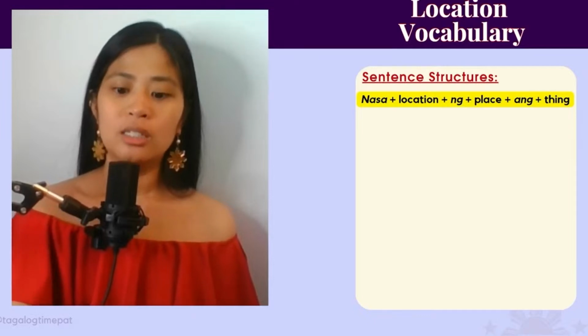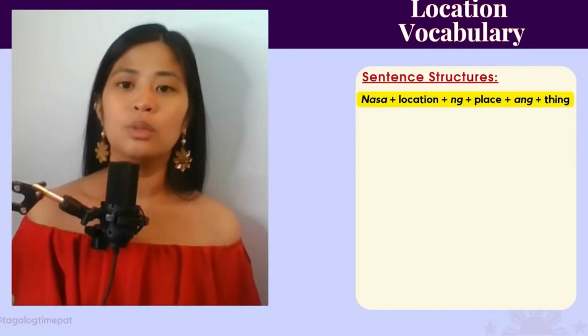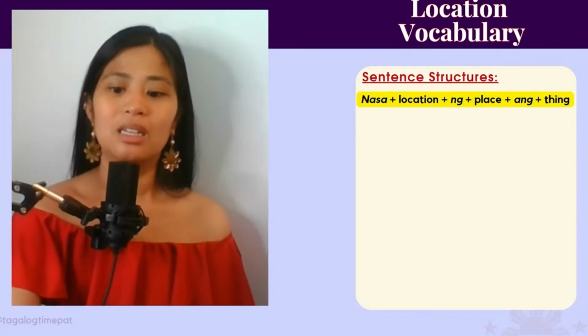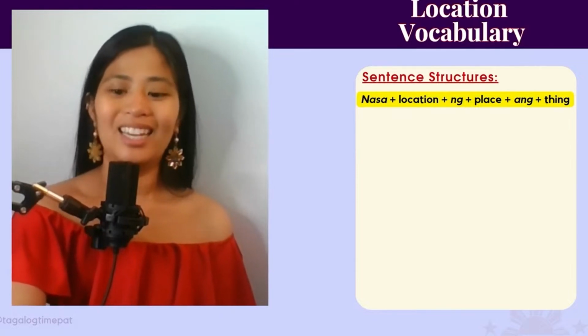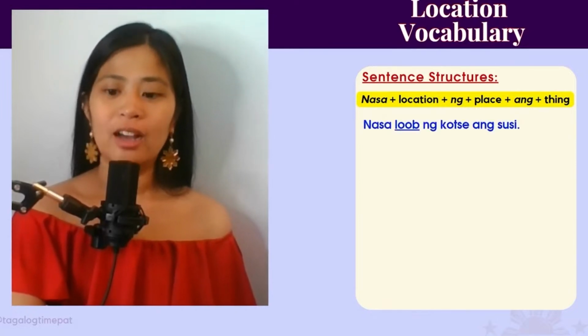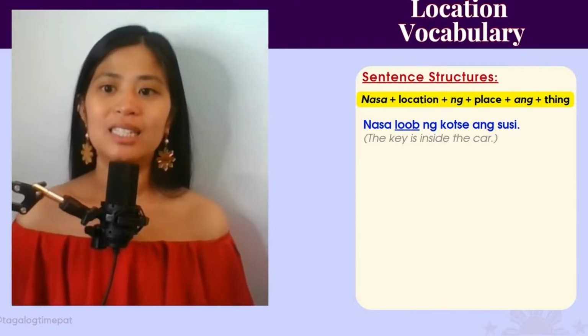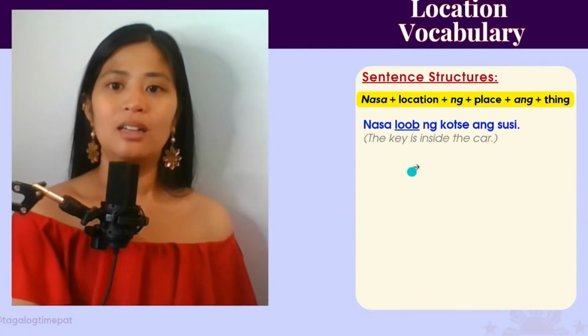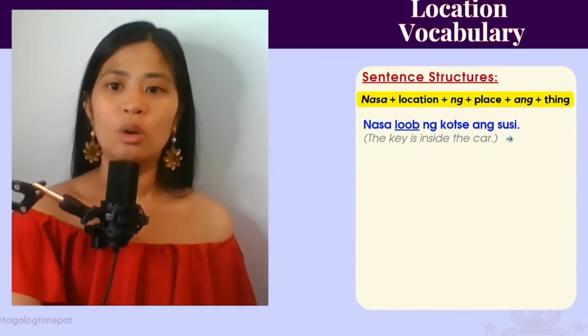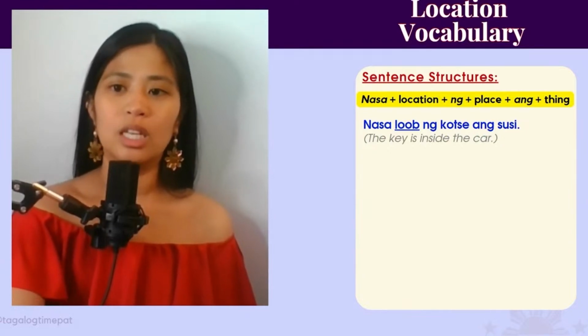And just the sentence structure for the response, it would be nasa plus the location word that we just learned. Then it's nang, then it's a place, then it's ang, then the thing. So let's take a look at it. Nasa loob ng kotse ang susi. The key is inside the car. Nasa, loob is the location. There's nang. Kotse is a place or thing. Ang, and then susi is the thing. Okay? Nasa loob ng kotse ang susi.